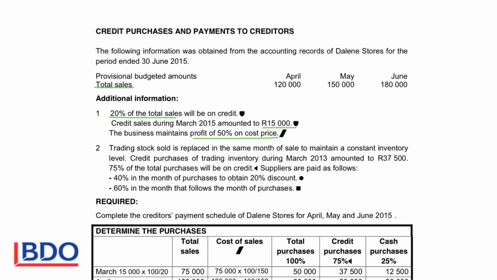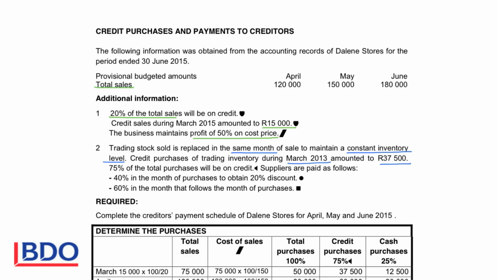And it's very important to read very carefully whether you pay in the same month or whether you pay in a month following the purchases. It is replaced in the same month. So in the month that we sell goods, we have to replace it and buy new goods, so that we will have a constant inventory level. Credit purchases of trading inventory during March 2013 was 37,500. So they give us the March purchases, but they don't give us the purchases for the additional months.